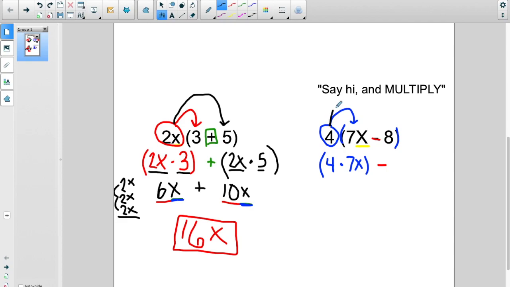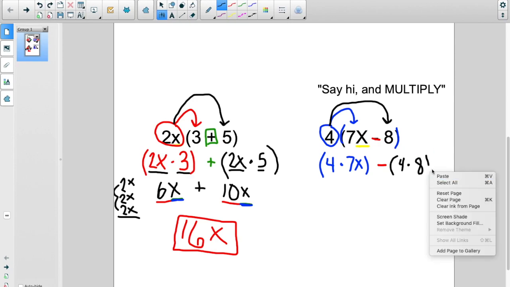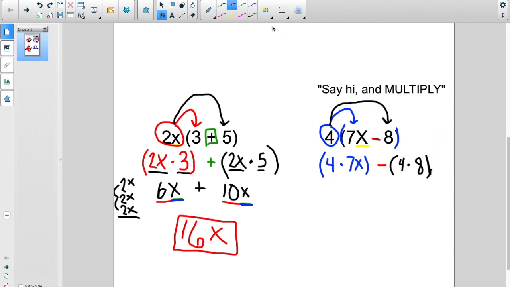Then the 4 also wants to say hi to the 8. So I have in parentheses 4 saying hi to the 8 by multiplying. All right, again, this is where we solve our groups of parentheses. So 4 times 7x. All that is saying is you have a group that has 7x in it and you want 4 of those groups.